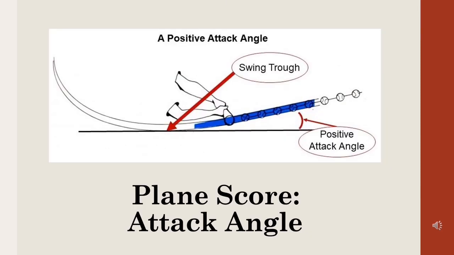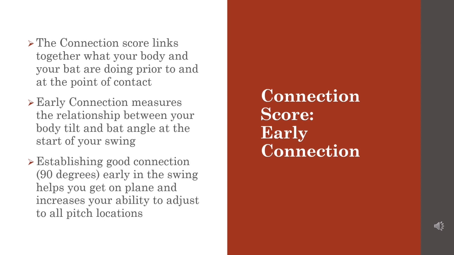This is a pretty good visual of attack angle. In this case, it's a positive attack angle. The blue line is the path of the bat, the black line is the horizontal, and the difference between the two is what's considered the attack angle. As we mentioned on the prior slide, a flat swing, where the blue line would be right on top of the black line, would be considered a 0-degree attack angle. And if the blue line moves below the black line, that would be considered a negative attack angle. We generally want an attack angle in the 5 degrees on the low end to 13, 14 degrees on the high end. Okay, next up is the connection score, and early connection being the first metric.